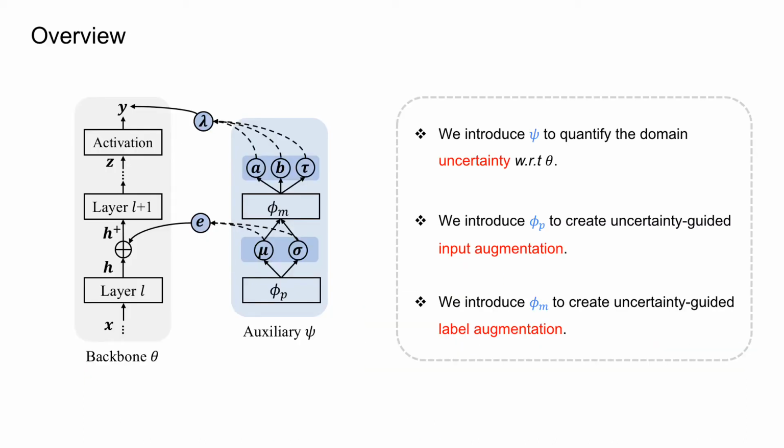To solve the above limitations, we propose uncertainty-guided model generalization to unseen domains. We use a backbone for data classification. We introduce an auxiliary network to quantify the domain uncertainty with respect to the backbone. We leverage the uncertainty to get augmentation in both input and label spaces.